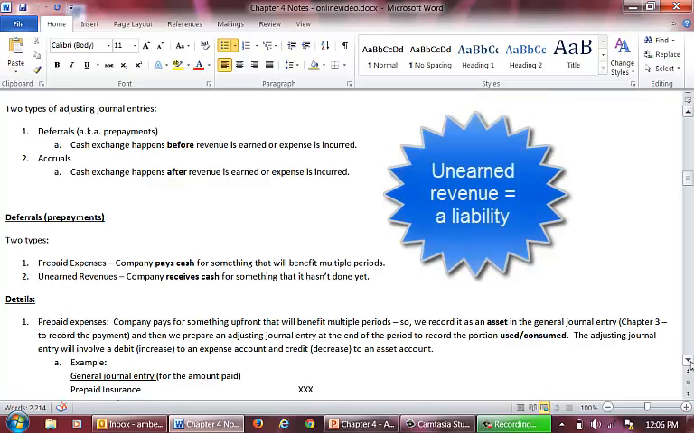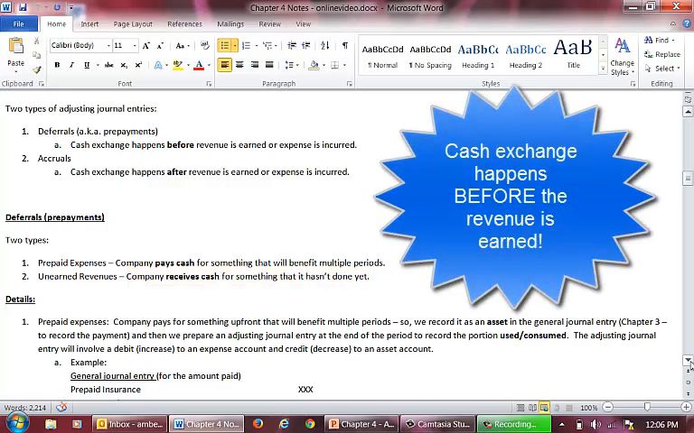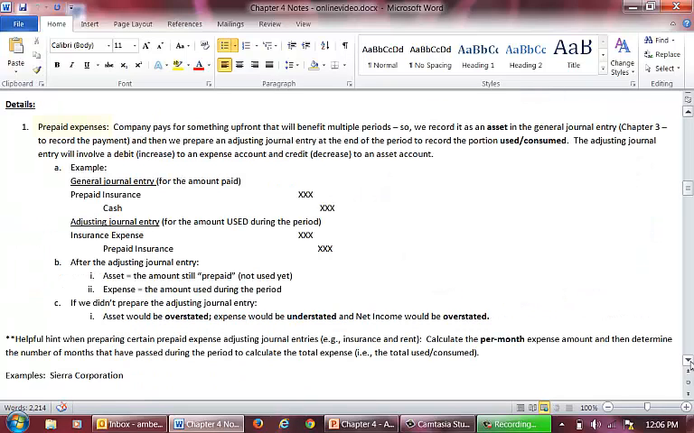Also remember that an unearned revenue is a liability to a company. The company receives cash for something that it hasn't done yet. The cash exchange happens before we earn the revenue. Now let's talk more in depth about prepaid expenses. Again, the company pays for something that will provide benefit in the future. When we make the payment, we record an asset because it will provide benefit in the future.